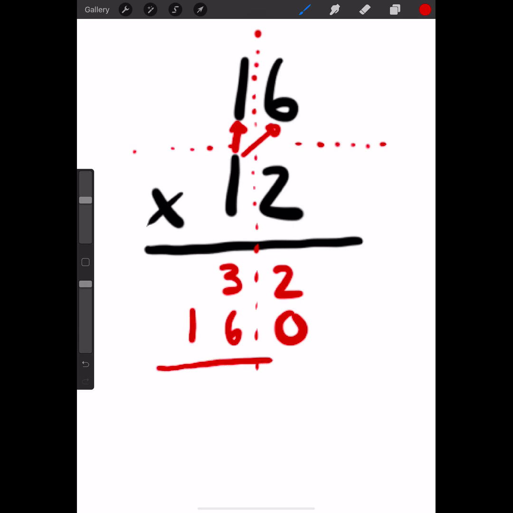Then I add the results below. 2 plus 0 is 2. 3 plus 6 is 9. And 1, I carry it down. That means that 16 times 12 is 192.